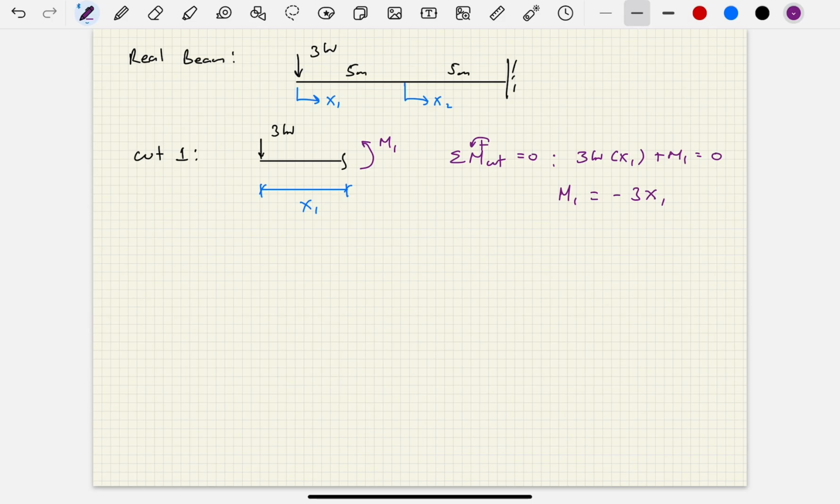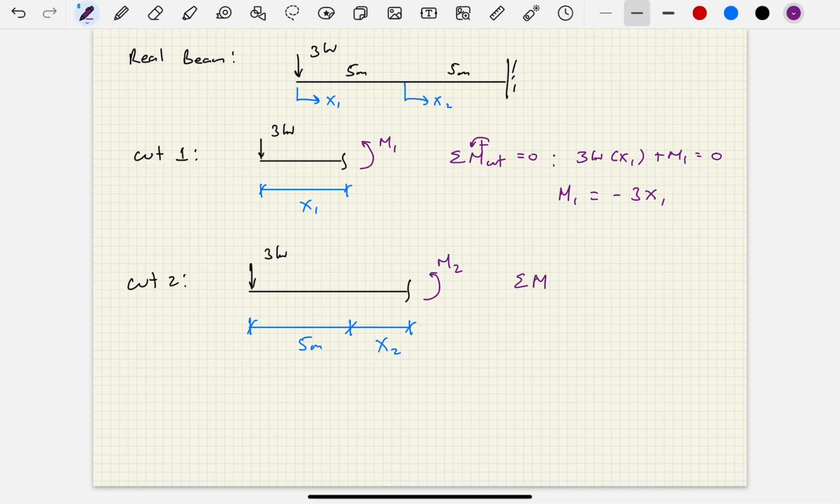All right. Now, what about cut 2? We're going to say cut 2 somewhere in that second domain. And we've got the real load, 3 kilonewtons hanging out there. And our cut is right here. And then let's draw some dimension lines here, a little bit better. There we go. Here's that 5 meters. Here's an x2 there like we defined it earlier. And then, of course, this is capital M2, okay?